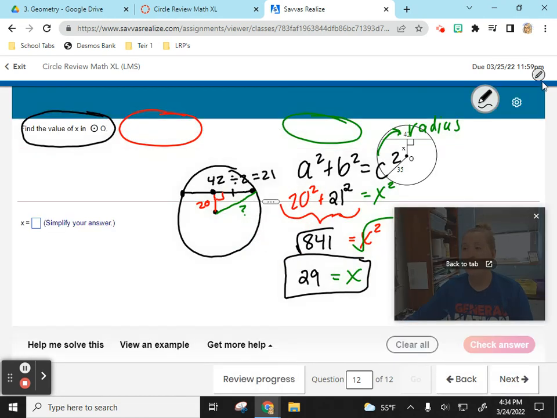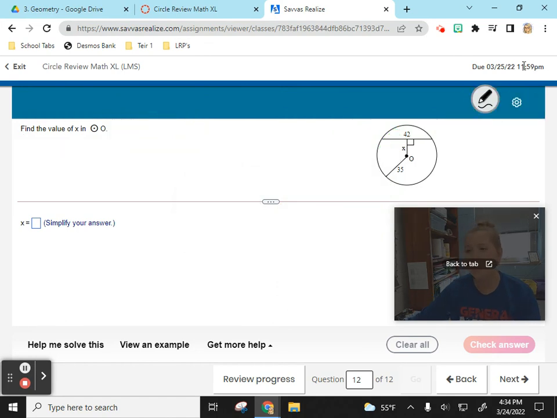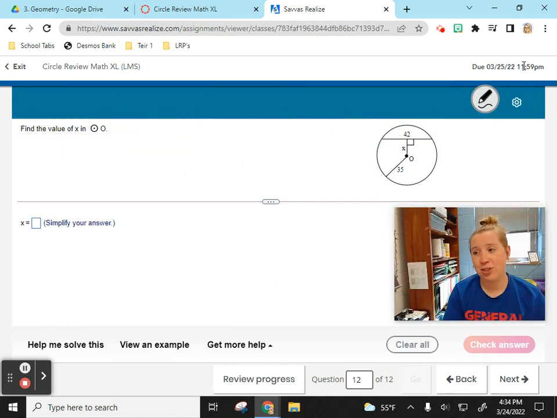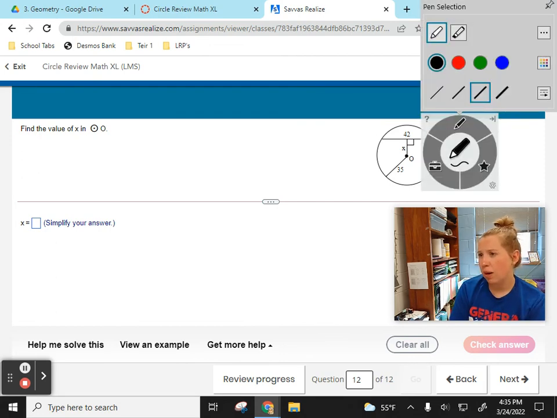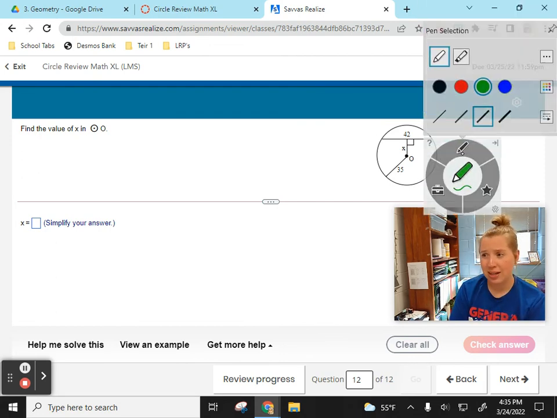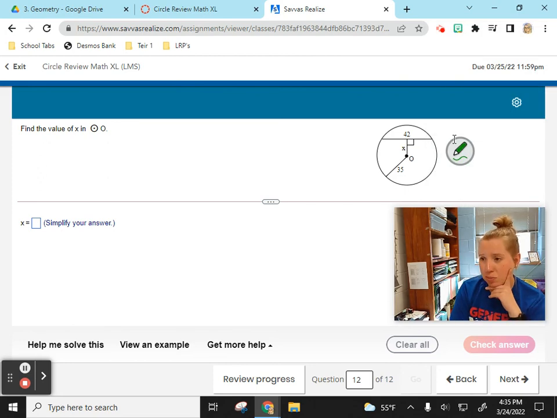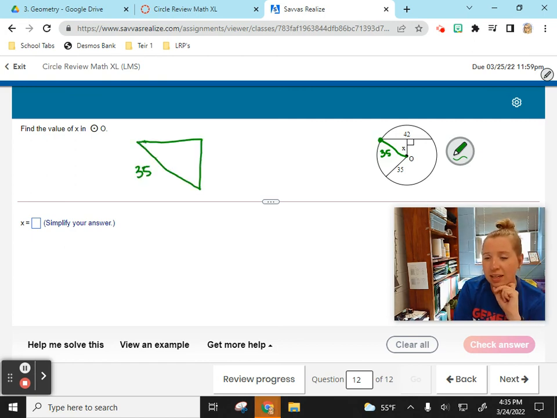Okay, one last problem. I'll try not to mess it up. They do give us our picture this time, which is nice. We want to find the value of x. The whole problem, though, is that I do not see a right triangle. And so I'm going to move this radius and create a right triangle over here. And I know that this length is 35. Now, sometimes I think it's helpful to redraw our picture. 35, this is x.